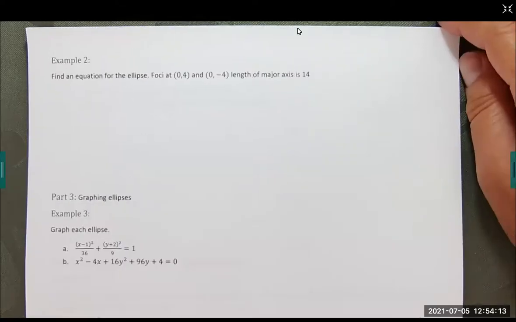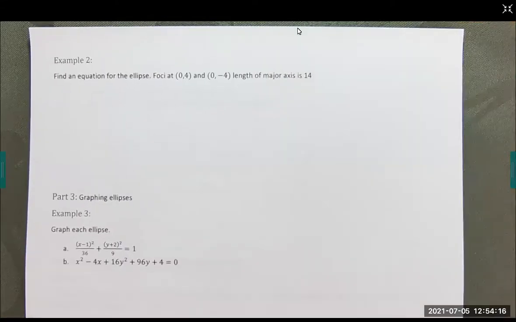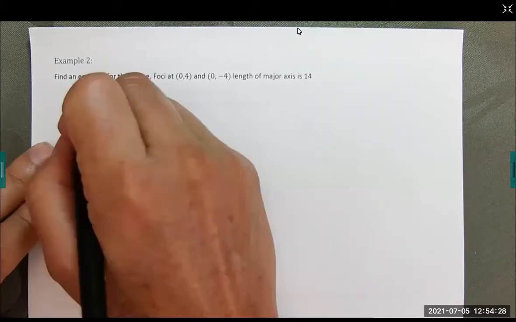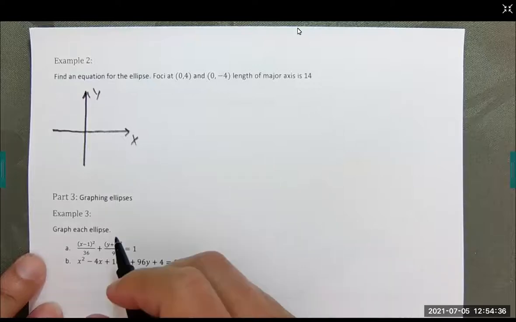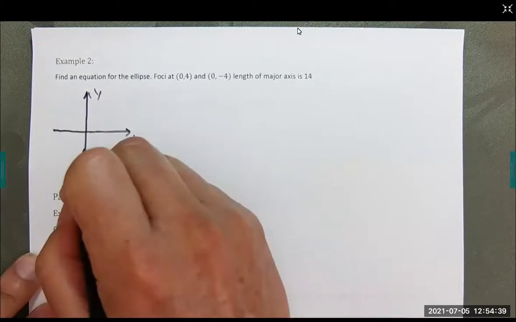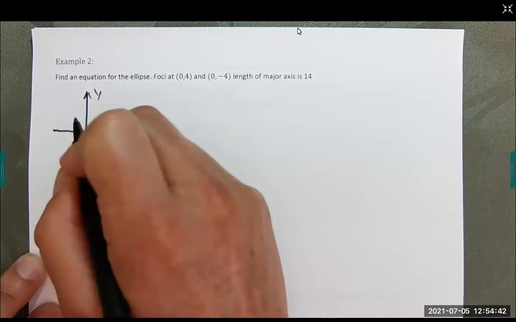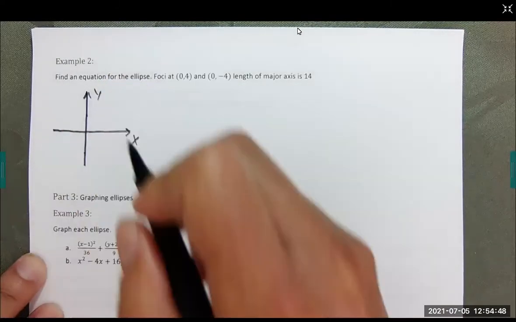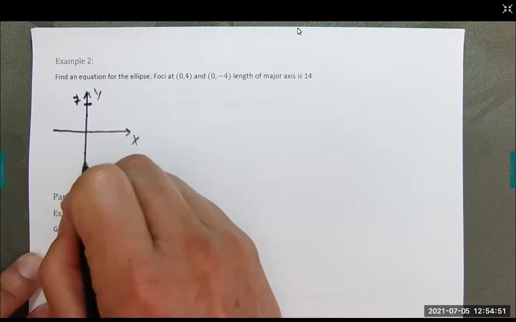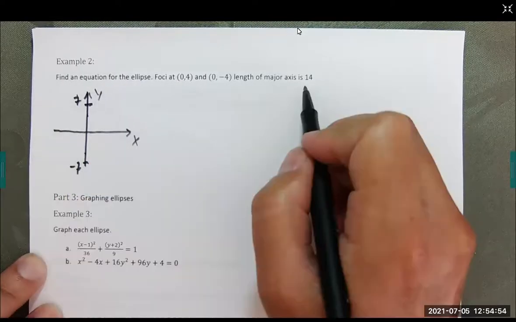All right. Find the ellipse with foci at 0, 4 and 0, negative 4, and the length of the major axis is 14. Let's piece together what that looks like. So the foci are at -4 down here and +4 up here, which are on the major axis. The major axis is up and down, which means that we're up here at 7 and -7 because the major axis is going to be 14 total.